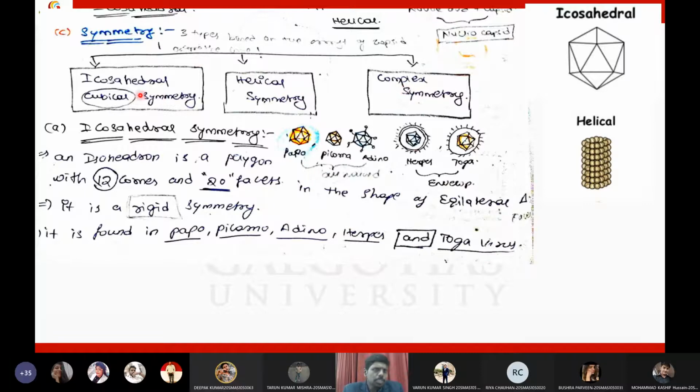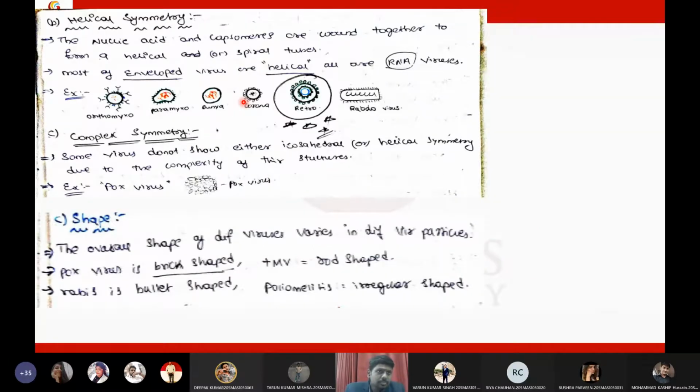Say for example, icosahedral symmetry is present in Parvo, Picorna, and adenoviruses, even herpes and toga viruses. Whereas helical symmetry is present in Orthomyxo, Paramyxo, Bunya, Corona, Retro, and Rhabdoviruses. So Retro, Rhabdo, Paramyxo, Bunya, and Orthomyxo viruses have helical symmetry. That means our coronavirus is a helical symmetry virus. Complex symmetry of nucleocapsid is seen in smallpox viruses.